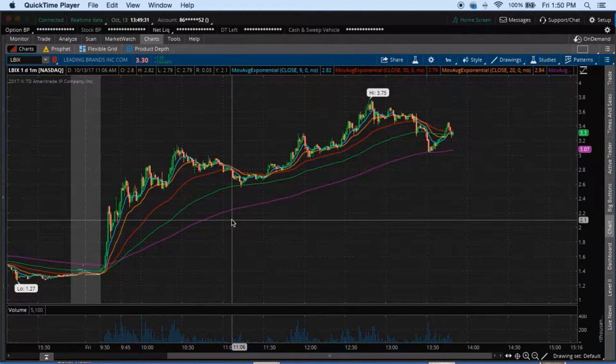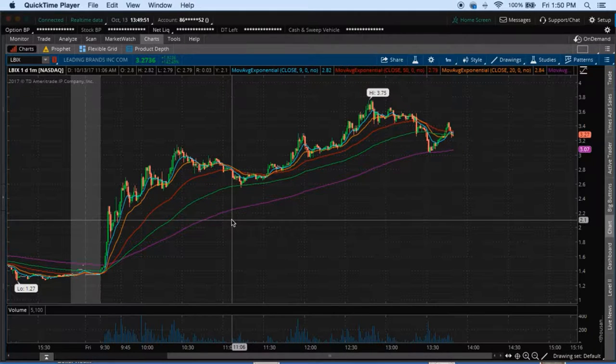Whether it's a simple moving average or an exponential moving average, it doesn't really matter. Long story short, it's a moving average, okay? There is a difference between a simple moving average and an exponential moving average. I will cover simple moving averages within this course, but right now we're talking about exponential moving averages. And I will go over the difference right now.